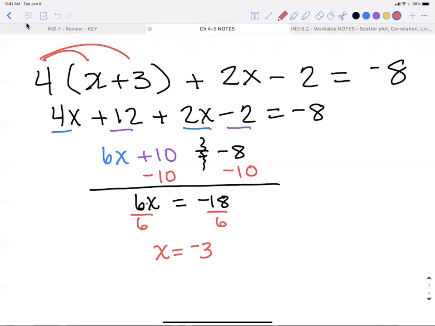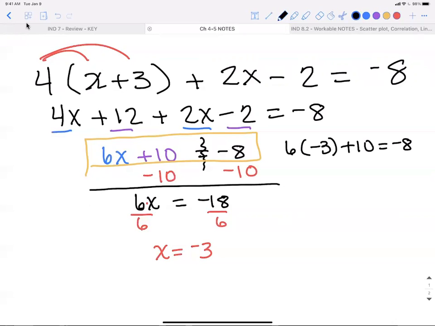Now, my first problem was a really big problem. I am not using that as my plug-in and check, right? Make it easy on yourself. Go to here, where you combined all your like terms and you've got it as concise as it can be. Plug in there. It's a whole lot easier. 6 times my negative 3 plus 10 equals negative 8. 6 times the negative 3 is negative 18 plus 10 equals negative 8. Negative 18 plus 10 is negative 8. And so it checks out.